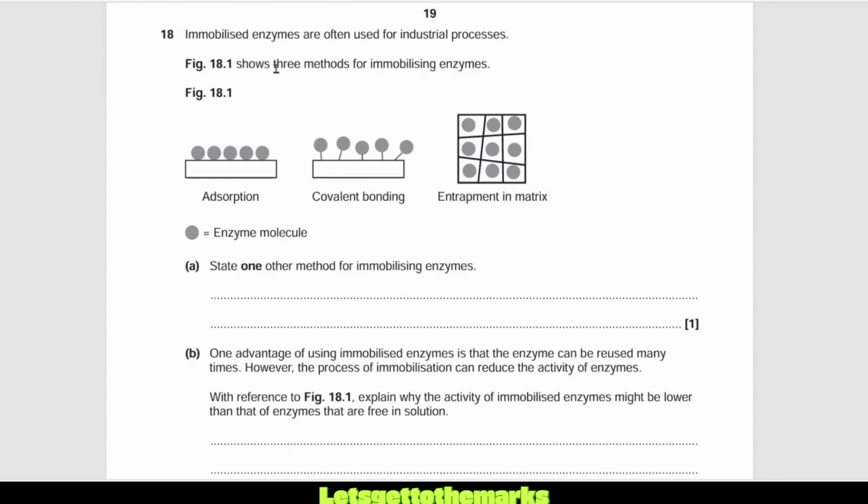So 18.1 shows three methods for immobilizing enzymes. We have adsorption, where the enzymes are stuck to a surface, covalent bonding, where they're bonded to a surface, and entrapment in a matrix. That's the enzyme molecule there on the key. State one other method for immobilizing enzymes.